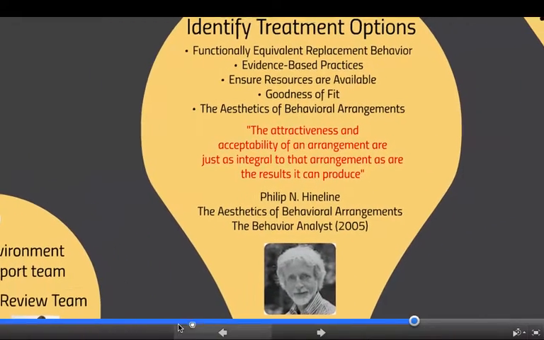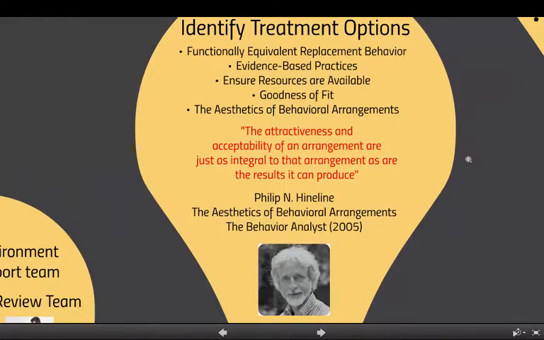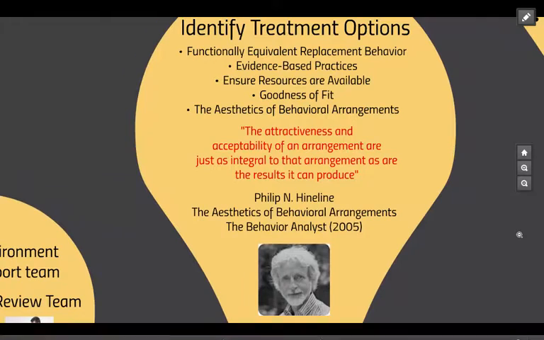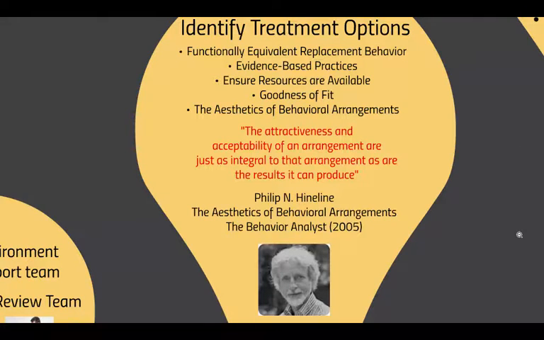The next recommendation is to identify treatment options. So you're building functionally equivalent replacement behavior. What that means is that if a person's aberrant behavior occurs for a particular reason, you want to build an adaptive behavior, a socially acceptable behavior that results in the same outcome. So a big focus is going to be on doing just that, building functionally equivalent replacement behaviors.